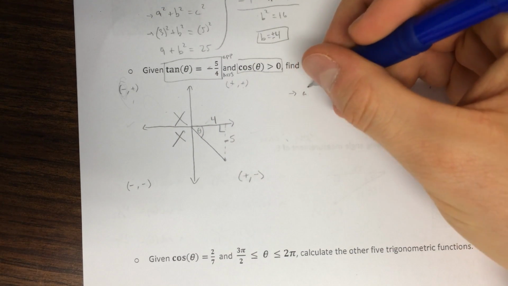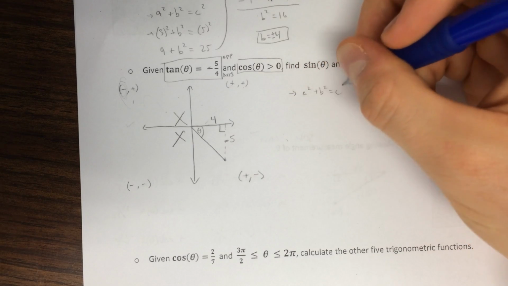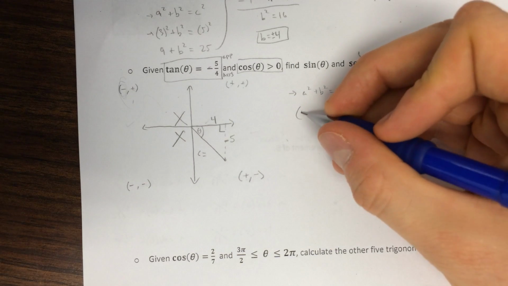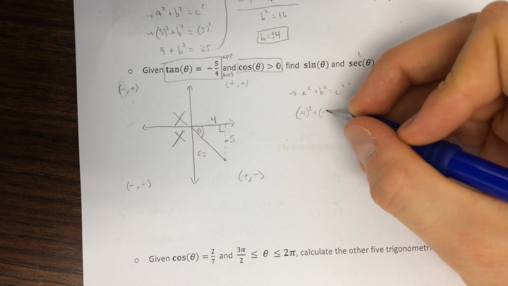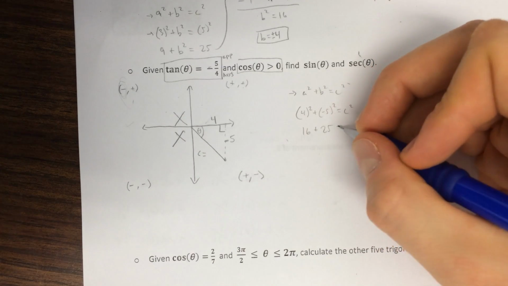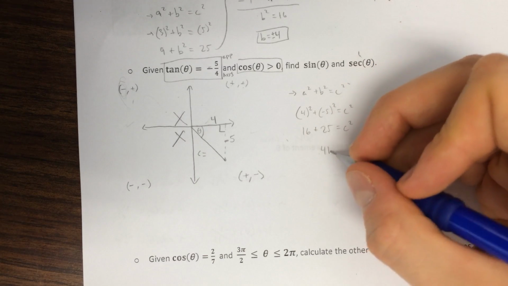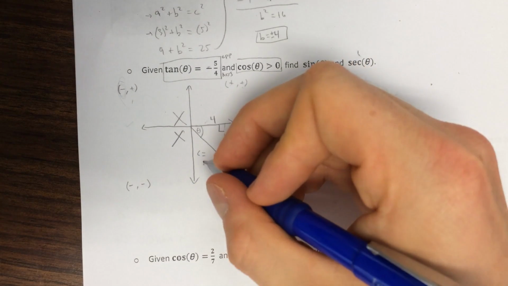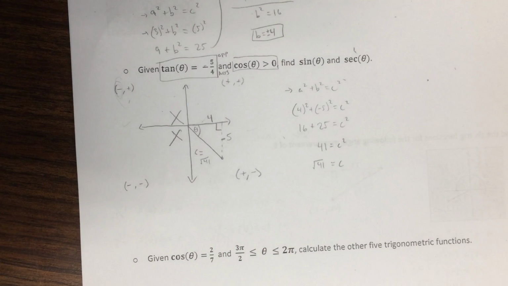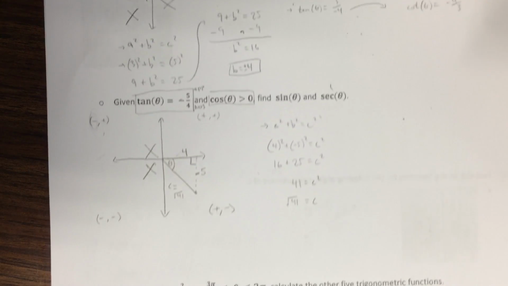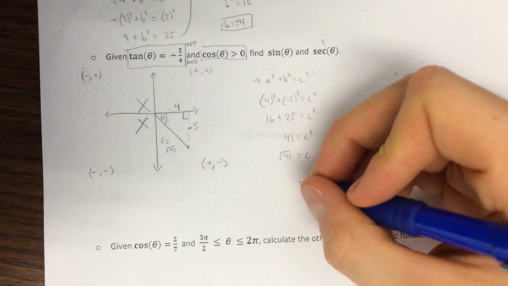So it'd be a negative 5. And from here we can solve for C, because this is C, it's our hypotenuse. We're solving for C in this case. So you have 16 plus 25 equals C squared, which means that C is square root of 41. Now from here we can do a similar thing that we did up here to find sine, cosine, tangent. I'm going to leave that for you to do. Just be careful. I'll do sine real quick.